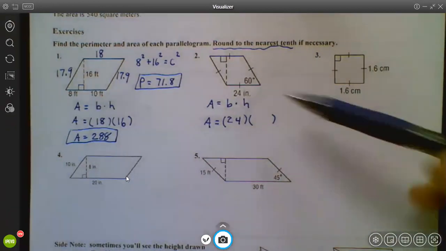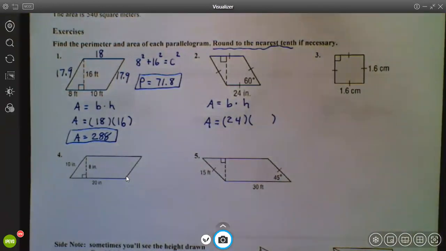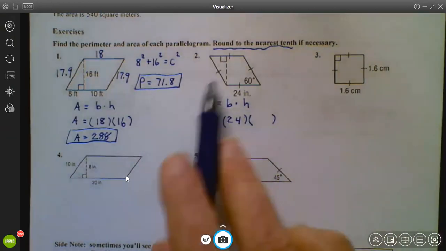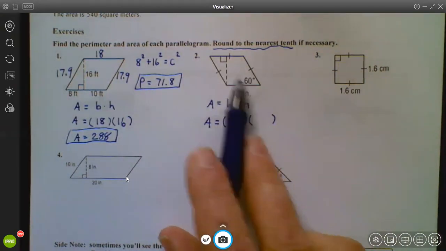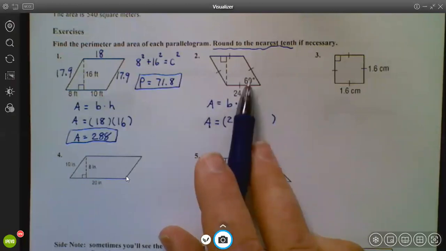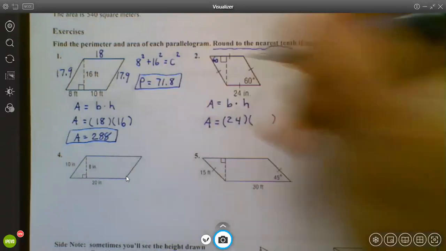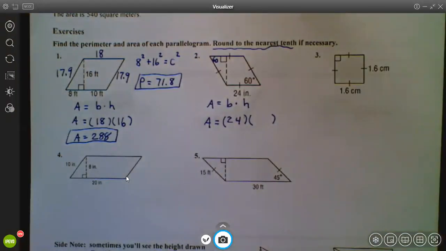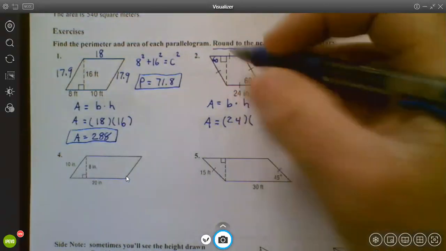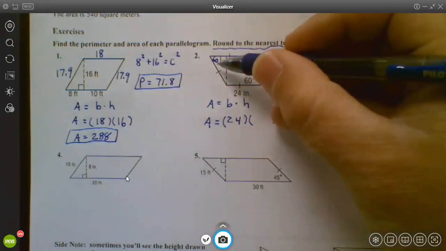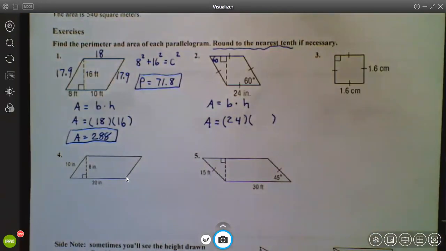Hopefully this angle stands out to you at this point. As soon as you see a 30, 60, or 45, those should jump out at you right away. One of the things we talked about on Monday was that in a parallelogram, opposite angles are equal as well. So if that's 60, so is this. And as I look at the left side of the shape, you can see we're looking at a 30-60-90 triangle.